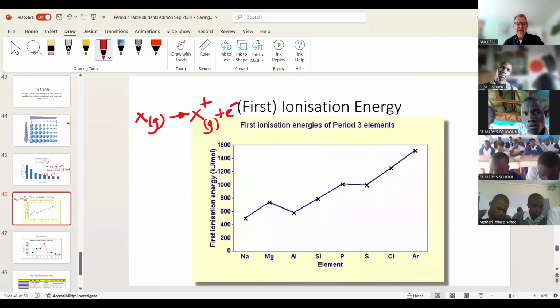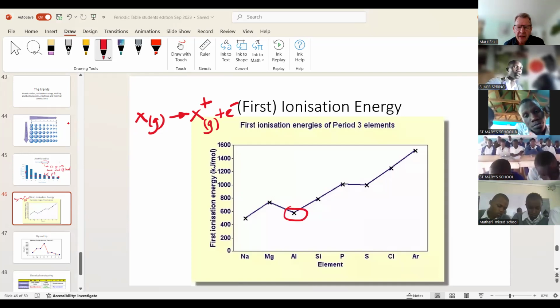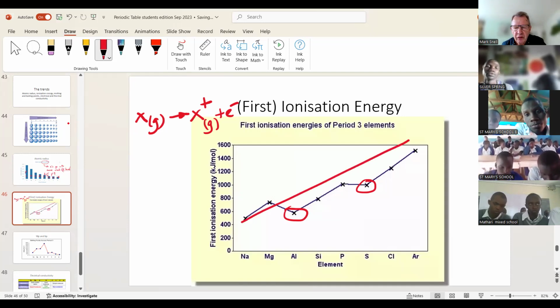This is the first ionization energy. Now, as far as KCSE is concerned, these 2 drops here and here do not count. So you can think of it as simply increasing. Okay?